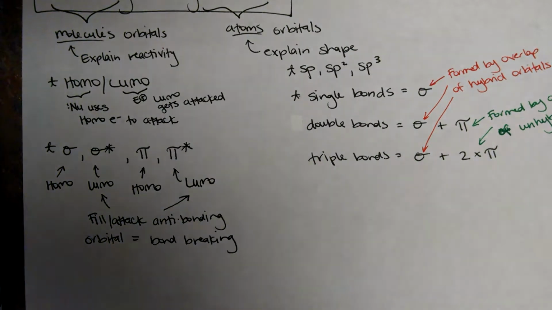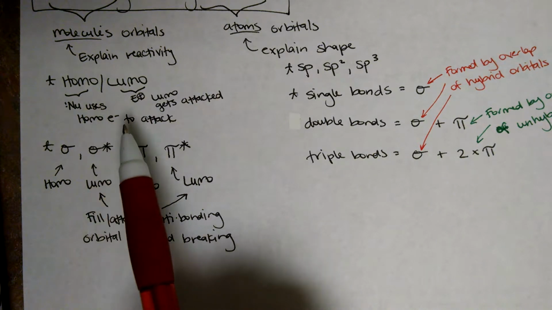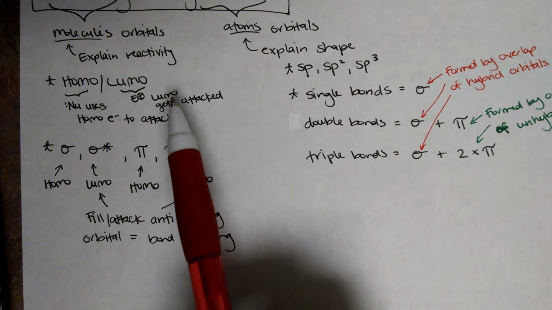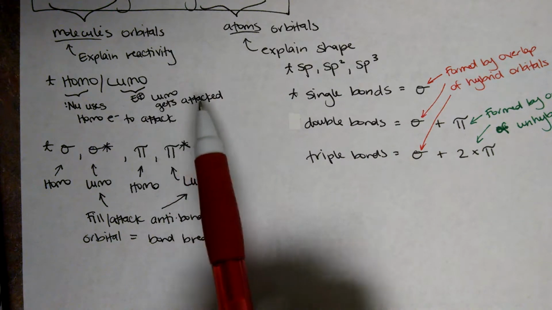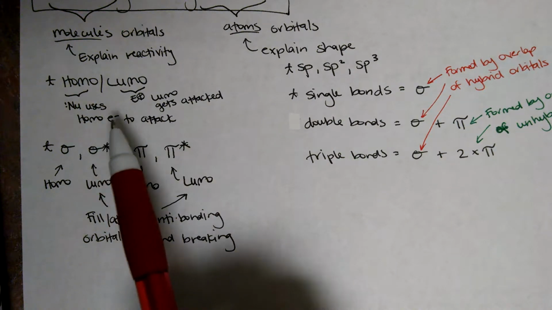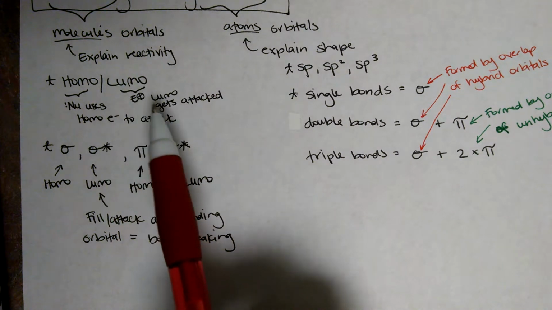So in MO theory we talk about HOMO and LUMO. Remember, the nucleophile uses its HOMO electrons to attack the electrophile, or the lowest unoccupied MO of the electrophile, and that's what gets attacked. So we are actually filling the LUMO with the HOMO electrons. Remember, it does the attacking. We use the electrons to attack. We are attacking the LUMO.